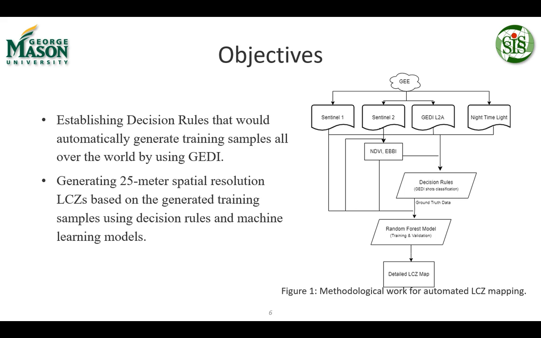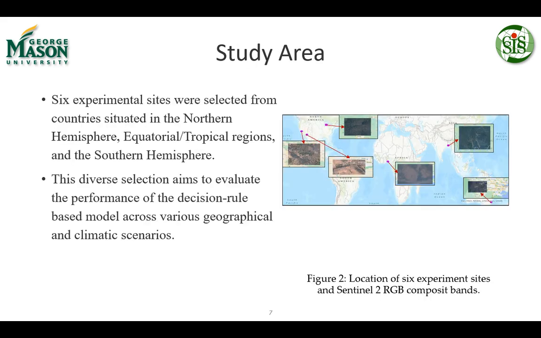Once we can automatically generate the training data set, we can automate the LCZ map production. In this study, we select 6 cities across the globe. Some are in the northern hemisphere, some in the southern hemisphere, and in different climate zones. We want to test our method. We use the same rule, and see whether we can apply it to all the different cities to get the same result.